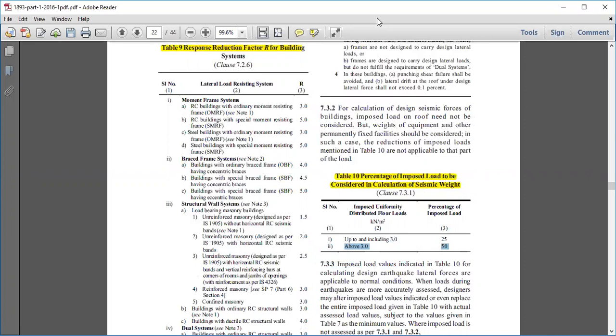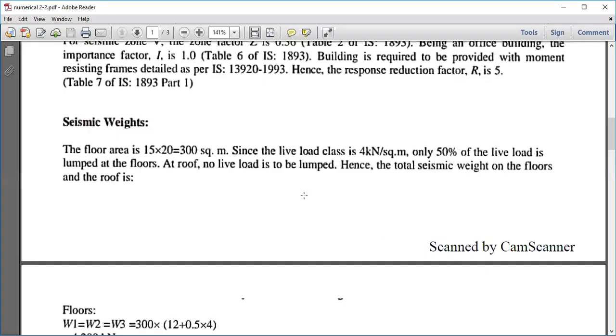So going back to the numerical, the calculation is shown here. Since the live load is 4 kilonewton per meter square, that is, it is more than 3, only 50% of the live load is lumped at the floors. At the roof, we will never be considering the extra percentage, only at the floors.